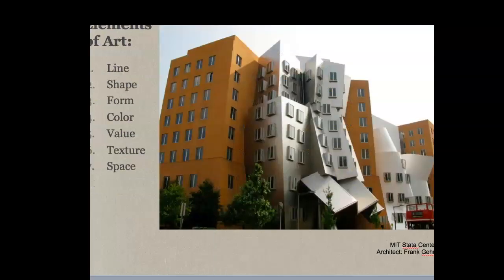How about this one? What is the dominant element that you see? What do you think? Line, shape, form, color, value, texture, space? What do you think? What is the dominant element here? How is the use of color different in this image than either of the previous two? How would you describe, or what do you think you see more of? Do you see more shapes or more form being used, if at all? What do you think?